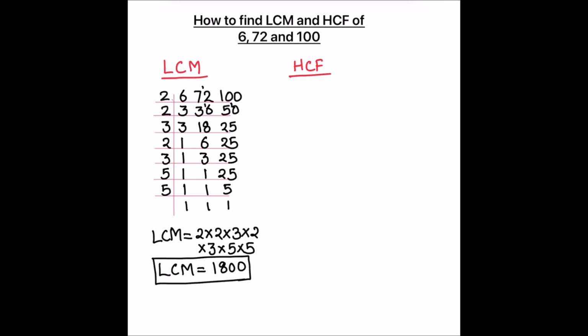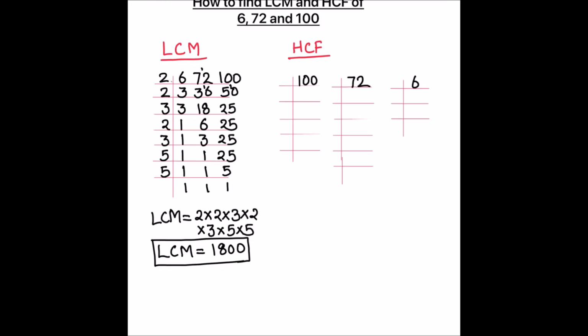Let's find the HCF of the three numbers. For finding the HCF, we need to find the common factors in between the three numbers. So first we'll find the factors of all the numbers separately. We are going to divide 100. 2 times 5 is 10. 2 times 0 is 0.